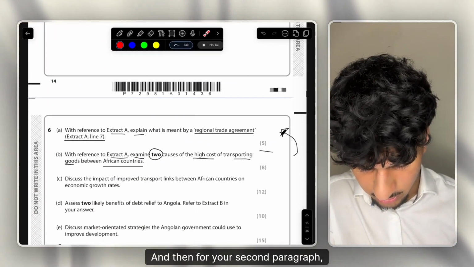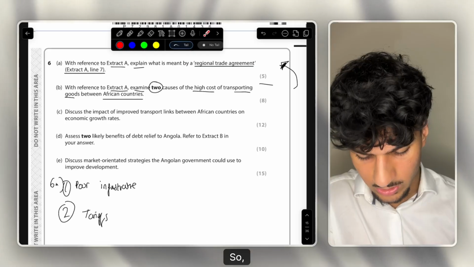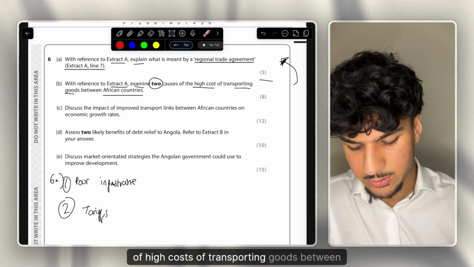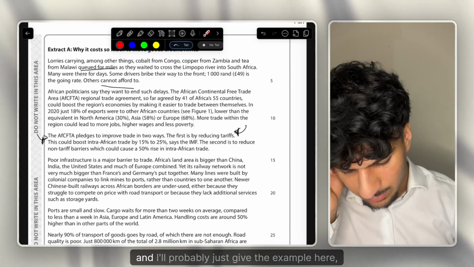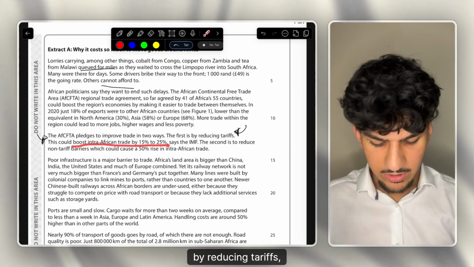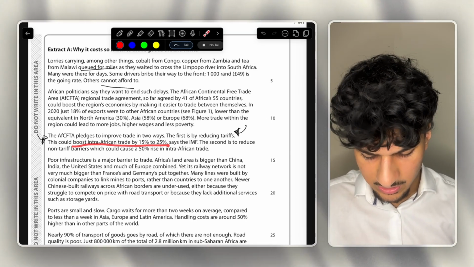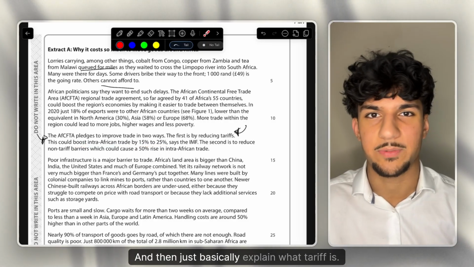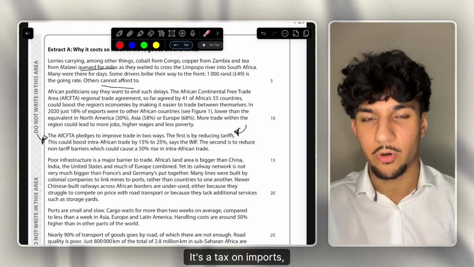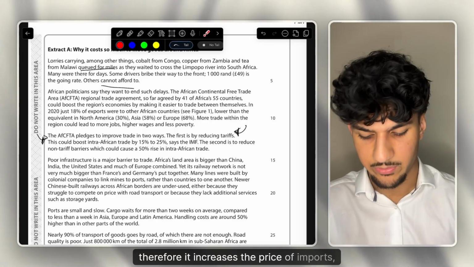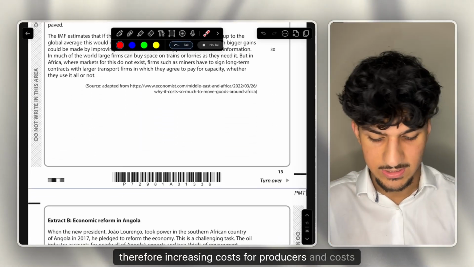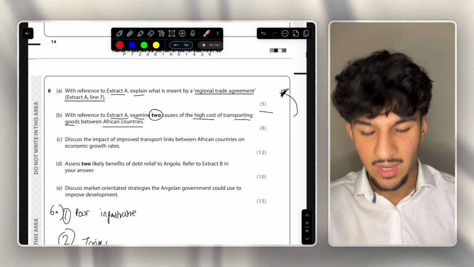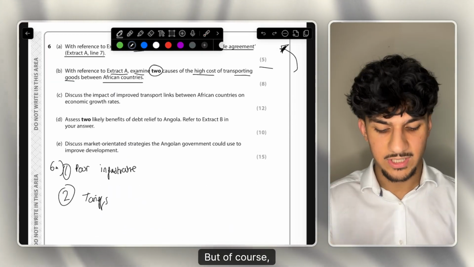And then for your second paragraph, of course, we would talk about tariffs. So how would I word this one? Another cause of high costs of transporting goods between African countries is tariffs. And I'll probably just give the example here. By reducing tariffs, the IMF predicts that intra-African trade would increase from 15 to 25%. And then just basically explain what a tariff is. It's a tax on imports, therefore it increases the price of imports, therefore increasing costs for producers and costs for trading between African countries. And that would be perfect for your second paragraph.